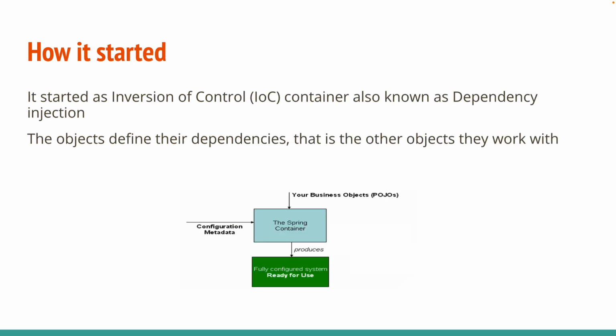How did it start? It started as inversion of control, also known as dependency injection. The objects define their dependencies, which are the other objects they work with. So we have an object depending on another object. The inversion of control works on these objects by having those objects in a container.